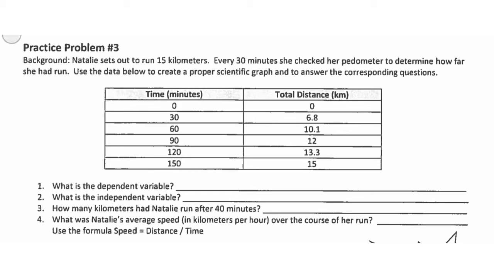Okay, so let's first start with defining our dependent and independent variables. Just like I said earlier, time is always independent, every time. So your minutes are going to be your independent variable, which means the distance in kilometers is our dependent variable. Okay, and then we will come back and finish these questions in just a second.